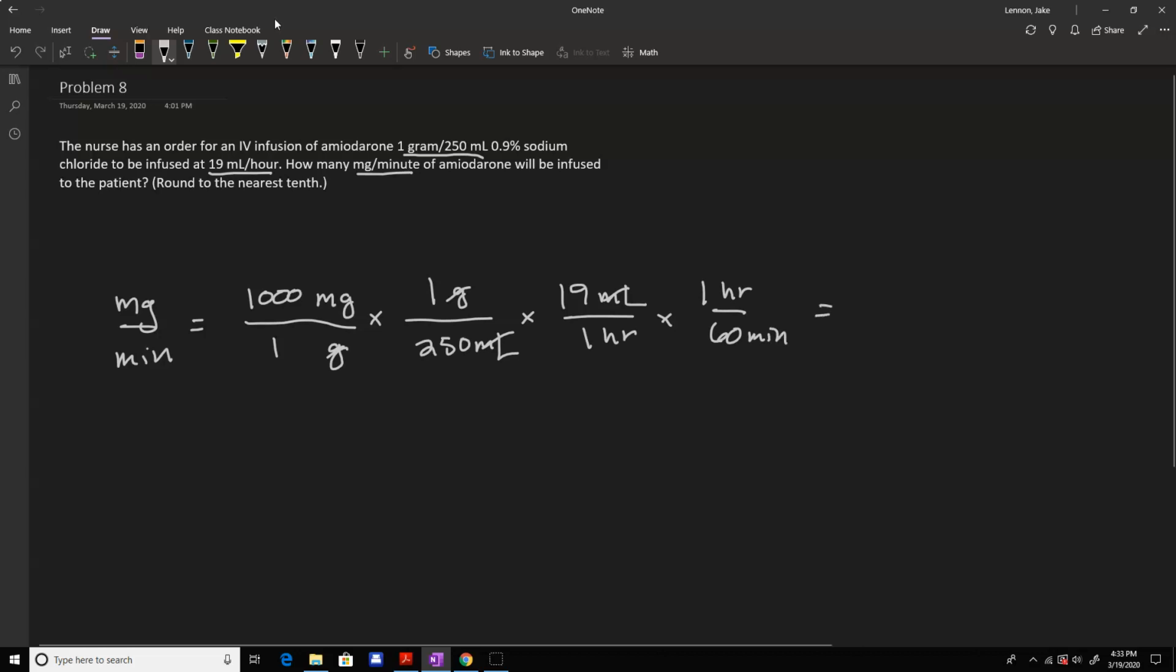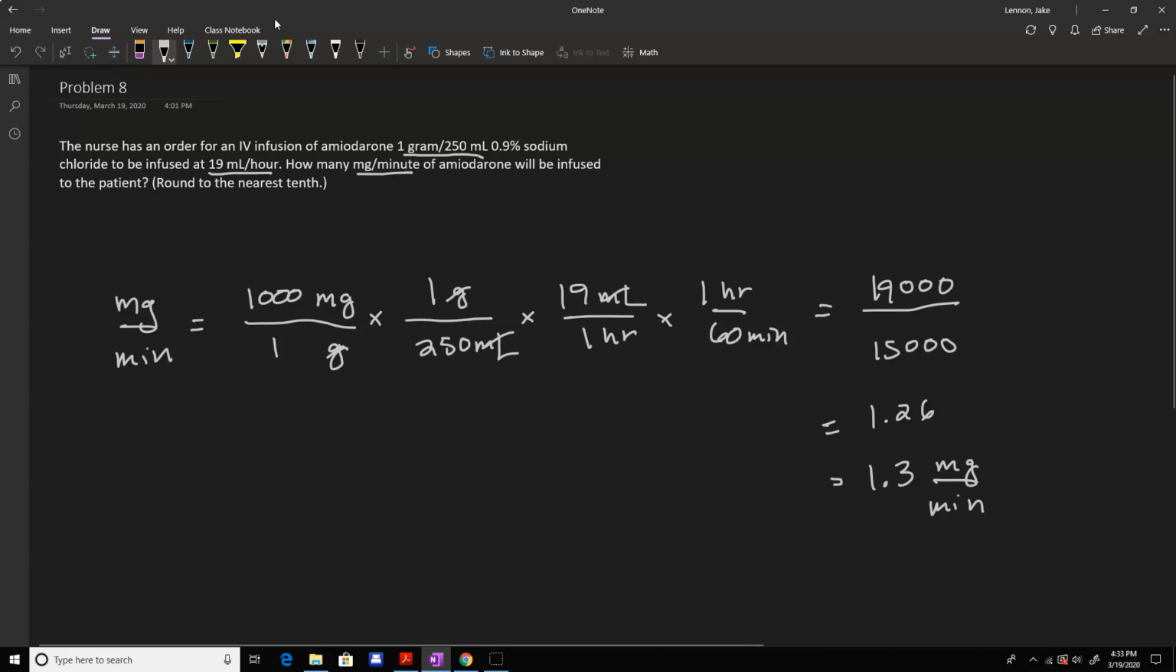And then I multiply across on top, so I get 19,000 on top. And 250 times 60 gives me 15,000 on the bottom. So what does this leave me with? Well, it leaves me with 1.26. And I want to round to the nearest tenth, so this comes out to 1.3 milligrams per minute. All right, so that's it for number 8.